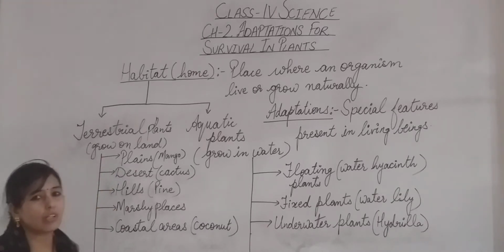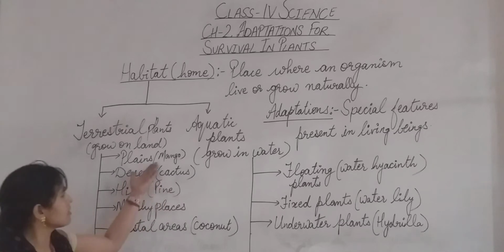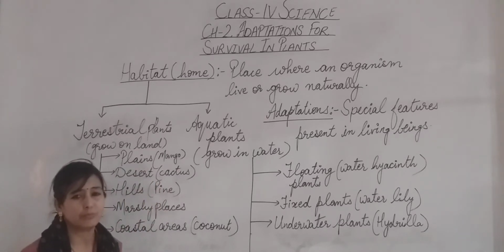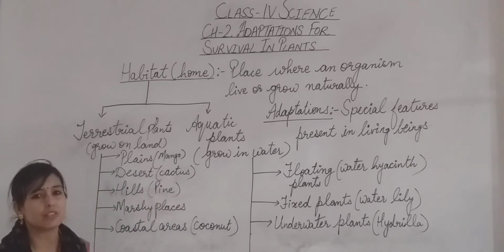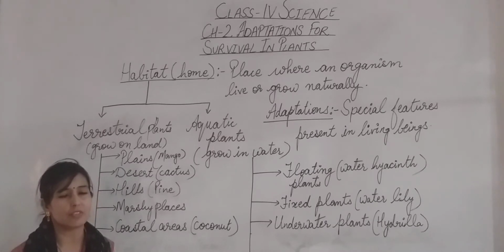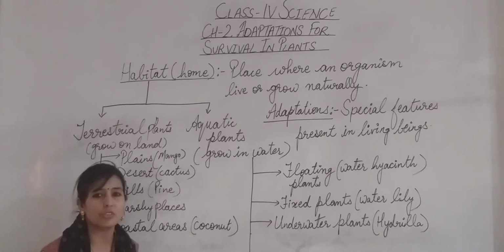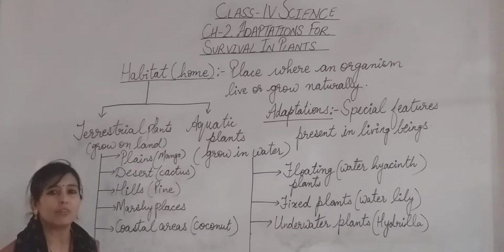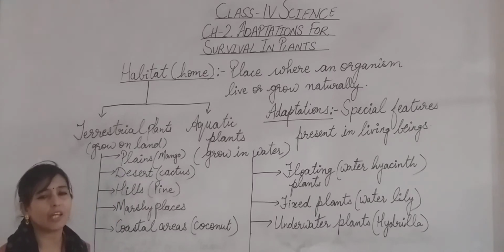First we are going to talk about the plains. Here the climate is hot during the summer and cold during the winters. Trees shed their leaves during the autumn season and bring leaves back during the season of spring. The common example is the mango.